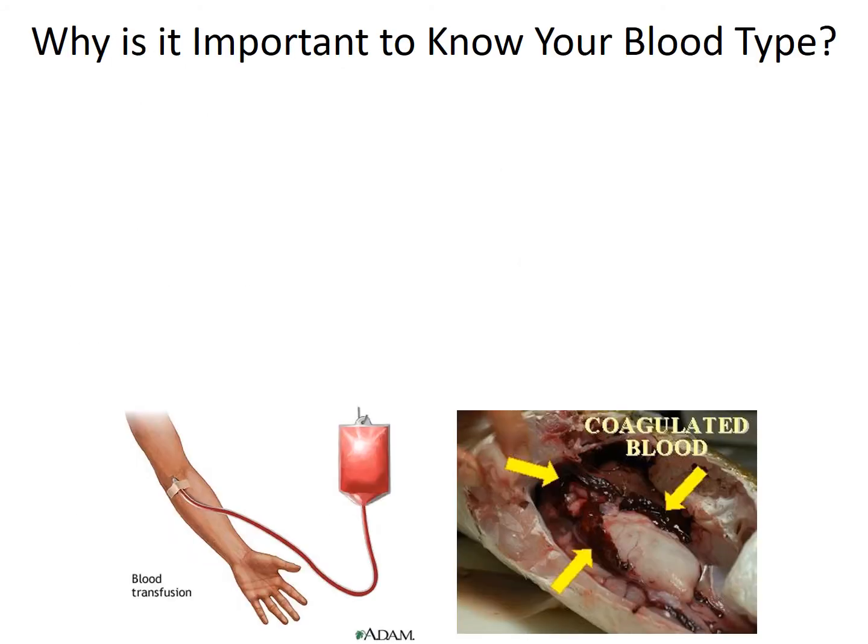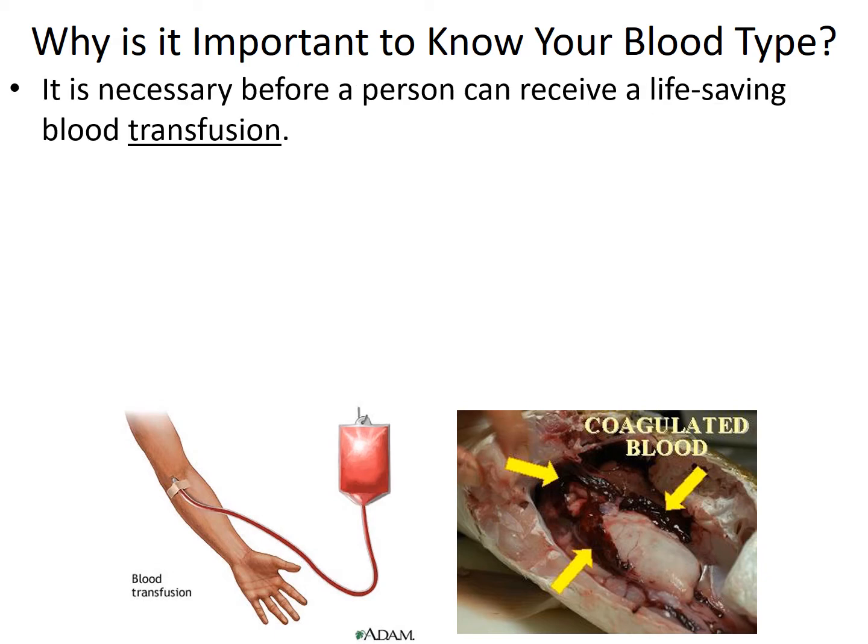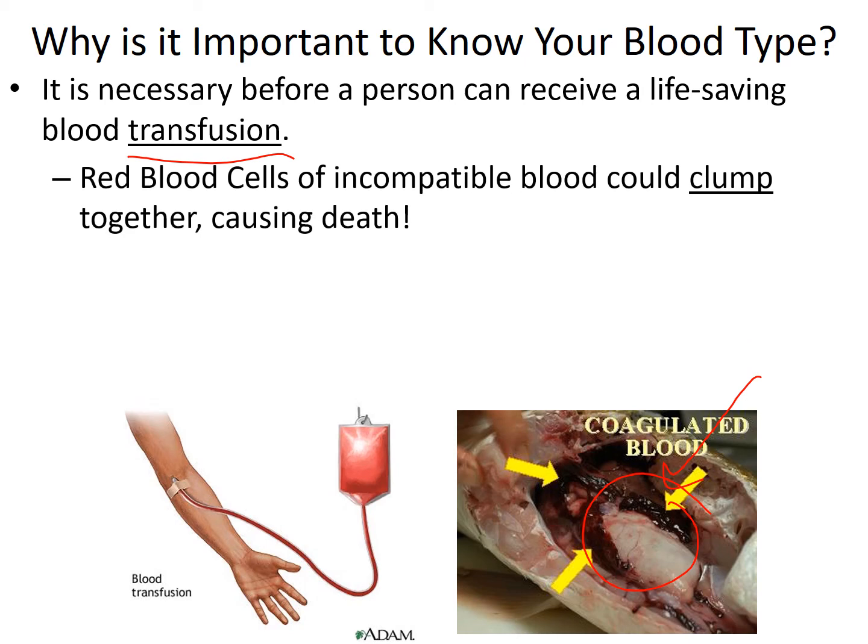So why is it important? I told you you need to know. It's necessary if you ever need a blood transfusion. If you have A blood and you try to mix it with B blood, your blood is going to clot immediately and you're going to die. We don't want that to happen. We want you to live. Red blood cells can clump together, causing death. We need you to live.